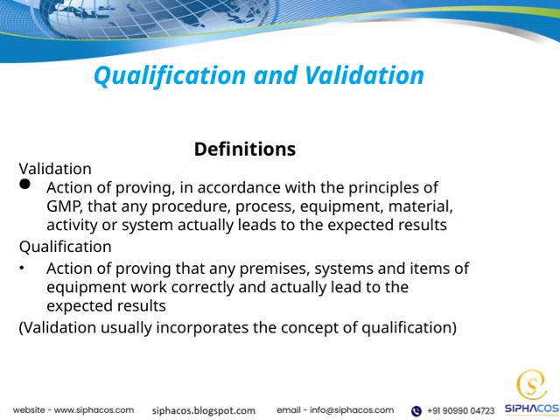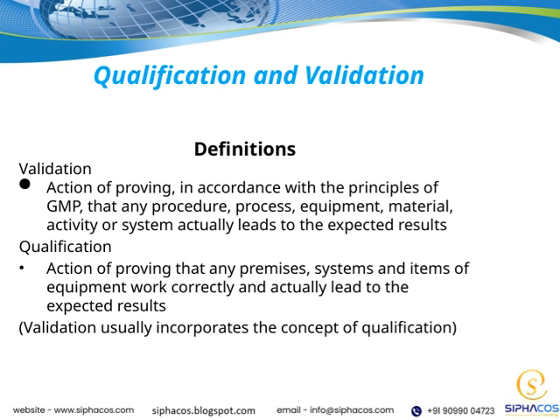Let's start with the definitions. Validation, in the context of GMP, is about proving that any procedure, process, equipment, material, activity, or system actually leads to the expected results. It's a way of ensuring consistency and reliability in our operations. Now, qualification is similar, but focuses specifically on proving that premises, systems, and equipment work correctly and also lead to those expected results. Think of qualification as a subset of validation. It's a more specific step within the broader validation process.